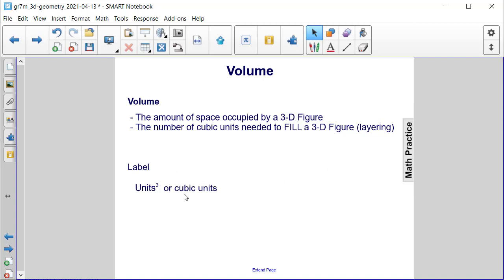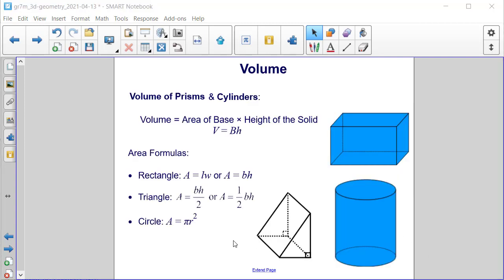So when we find the solution to volume problems, we label our solutions as units to the third power, or units cubed, or we write out cubic units. When calculating the volume of prisms and cylinders, you multiply the area of the base and the height of the solid together, or V for volume is equal to capital B times H, where capital B represents the area of the base.